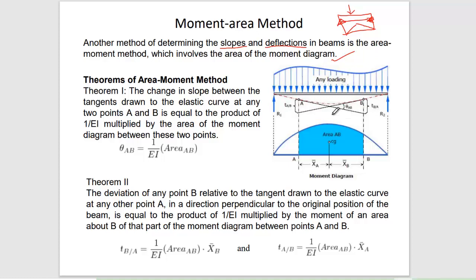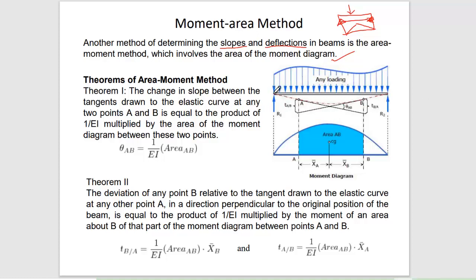So to calculate the deflection and the slope of this deflected elastic curve, they consider two theorems. The first one they use to calculate the curvature. So what is that? The change in slope between the tangents drawn to the elastic curve. Before I discuss this theorem, I should discuss one situation here.